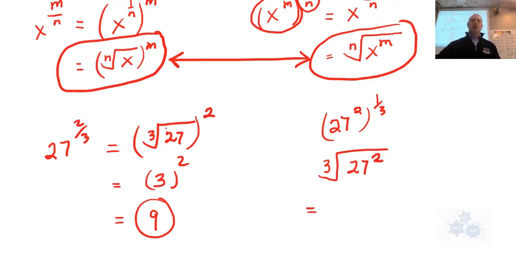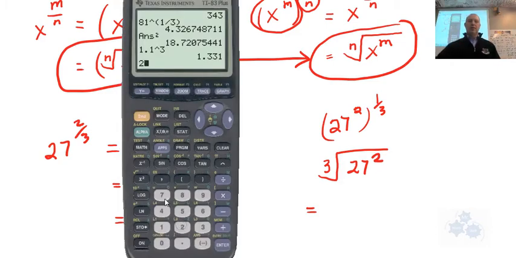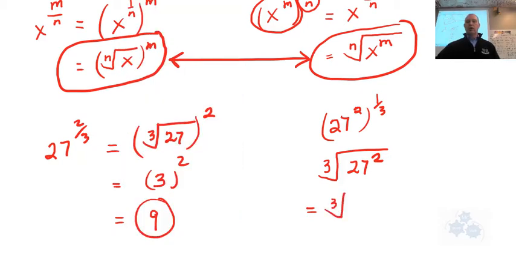Now, a lot of times you're going to want to simplify a smaller number underneath the root sign. So you don't want a huge number, like what's 27 squared? I don't even know that off by heart here. What's 27 squared? That is 729. Okay, so the cube root of 729. Guess what that is? It's 9.